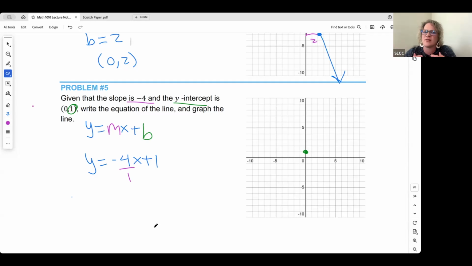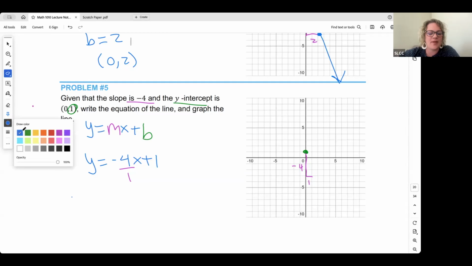Anytime you have a number that doesn't seem like it's a fraction, you can always put it over 1 and have 1 be your denominator. So I go down 4, 1, 2, 3, 4, and to the right 1. Down 4, to the right 1. That is your slope. Then I draw another point on my line and I can connect these dots.